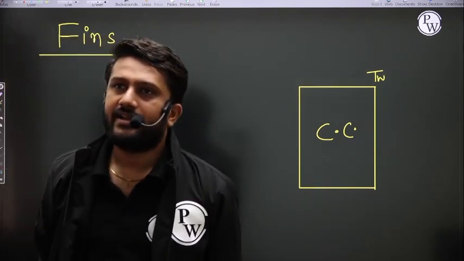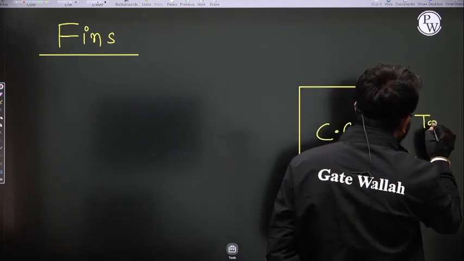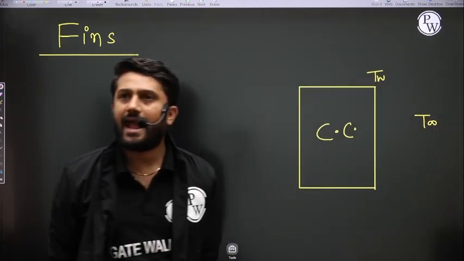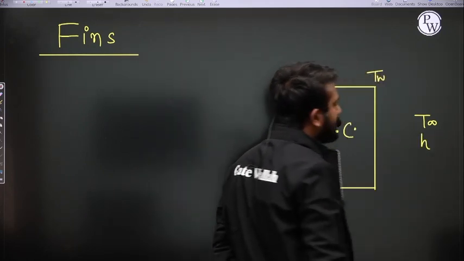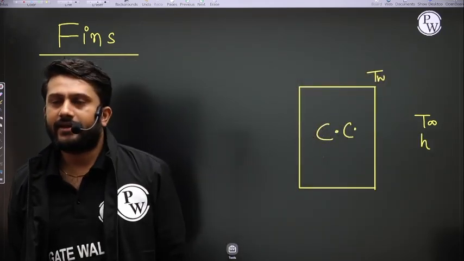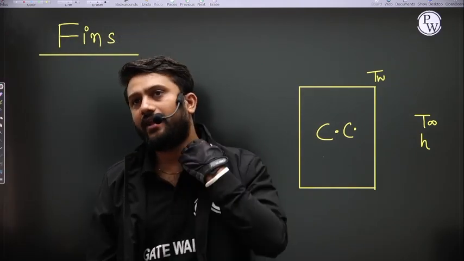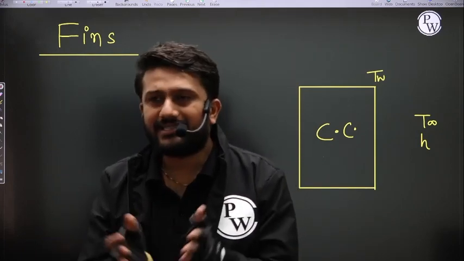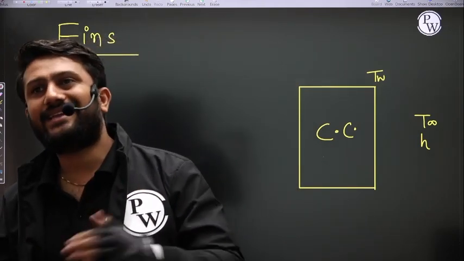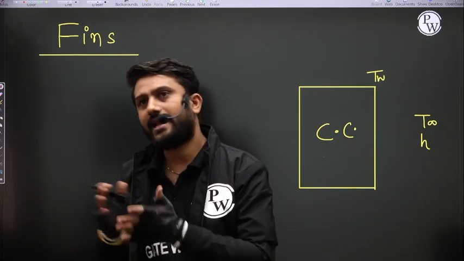Right. And what is the temperature of the ambient? Let us assume I am considering the temperature of the ambient as T infinity, and the convective heat transfer coefficient, let us assume that is h. Right. So how will this heat transfer increase? What is the way by which we can increase this rate of heat transfer from the combustion chamber to the ambient?